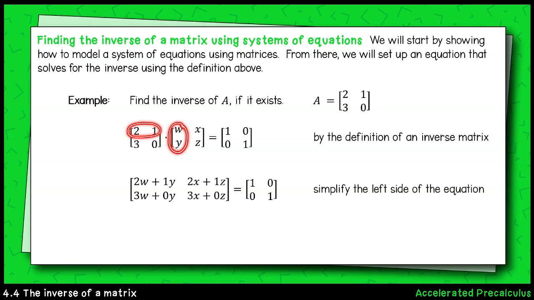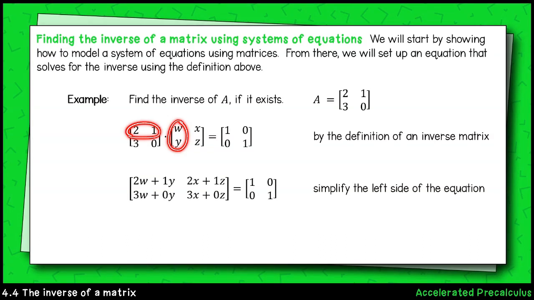Remember that when multiplying matrices, we go row by column and then add the products. So this would be 2 times W and 1 times Y, then 2 times X and 1 times Z. Bottom row, we have 3 times W and 0 times Y. Then last column, we have 3 times X and 0 times Z. Our simplified expressions will look like this. For now, I've kept the coefficients 0 and 1 so that we can clearly see the result of multiplying the two matrices on the left side of the equation.